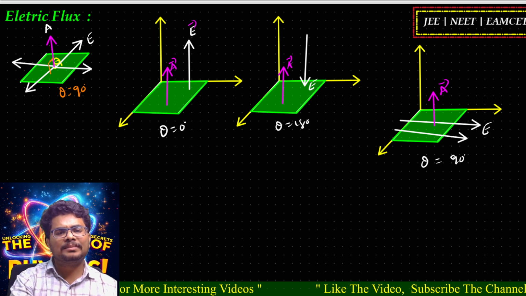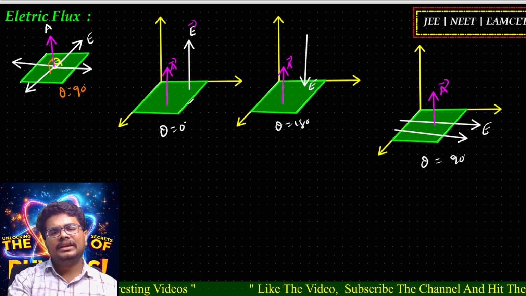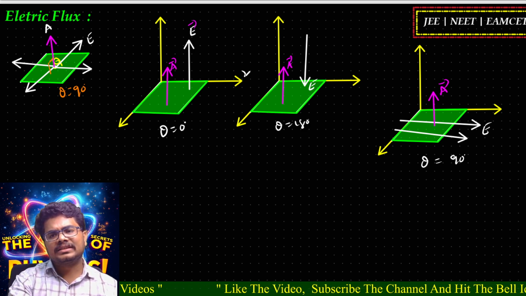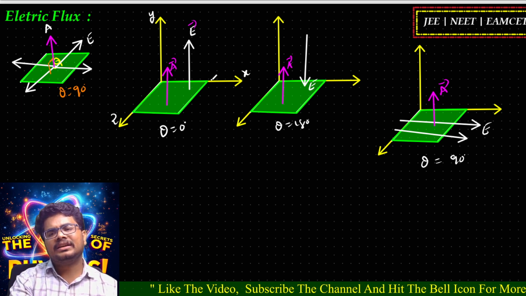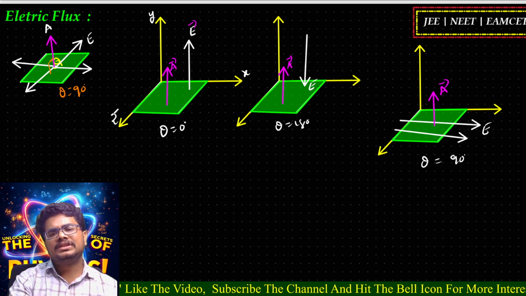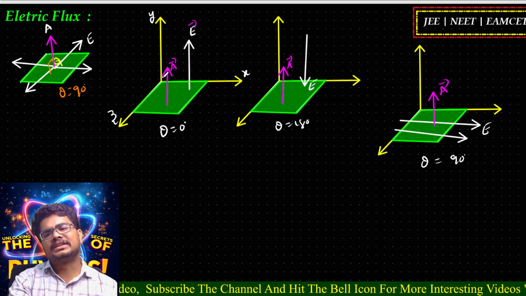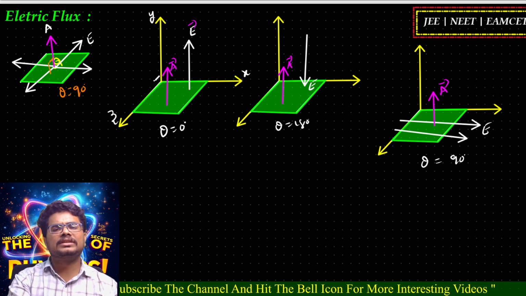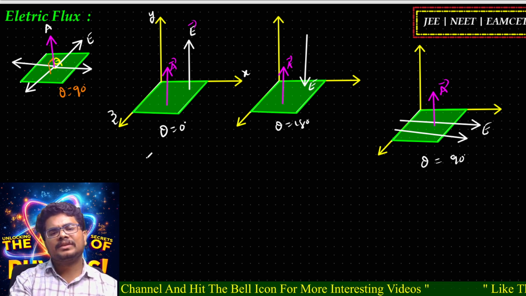Let me take these examples to teach you how to calculate the flux. If you observe clearly, this is the x-axis, this is the y-axis, this is the z-axis we are taking. This sheet is lying on the xz plane. If the sheet is lying in the xz plane, the area vector is perpendicular to it. I am choosing the upward direction in this example. You can choose the downward direction also, not a problem. If you choose the upward direction, theta is 0.